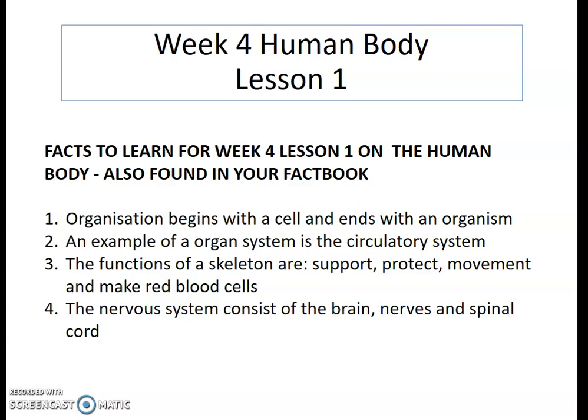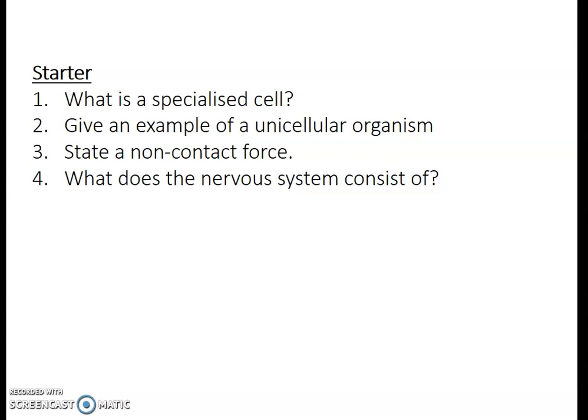So, you should have those in your fact book and we're going to start with 4 quick questions based on the previous facts and we'll see how we get on. So, the 4 facts. What is a specialised cell? Give an example of a unicellular organism. State a non-contact force and what does the nervous system consist of? If you could pause the video and have a go at those 4 questions, we'll then go through them.